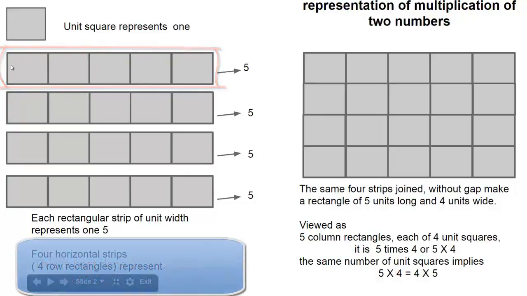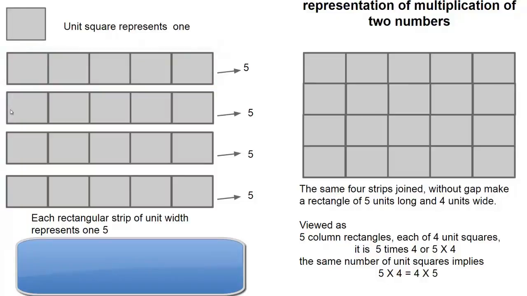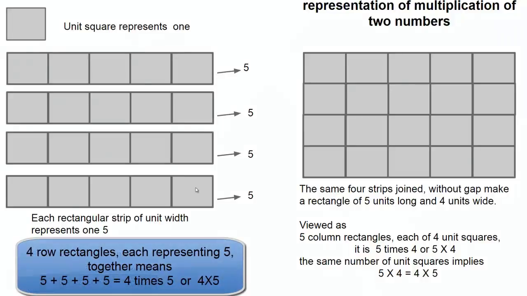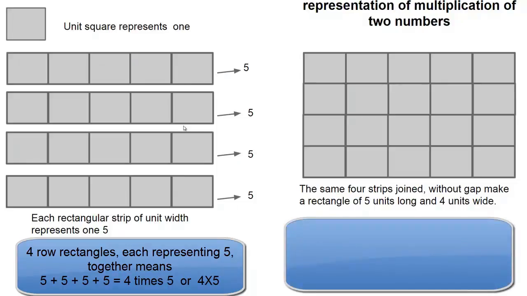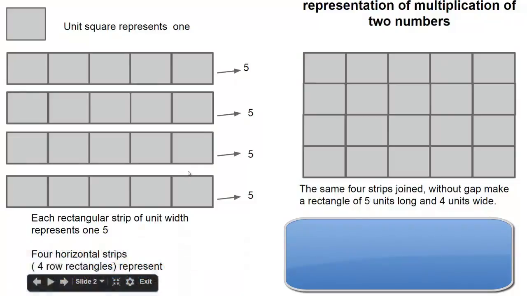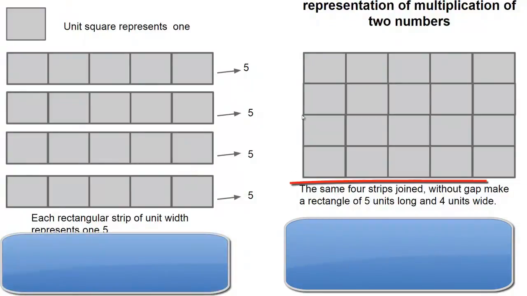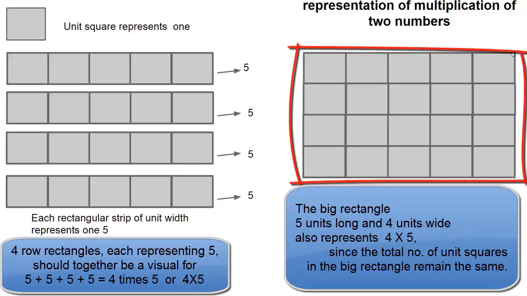And here we see the first row rectangle, the second one, the third one, and the fourth one. Altogether 4 row rectangles, each of 5. And hence it should be a visual for 4 times 5. When we join all these row rectangles together without any space, then we can make a big rectangle like this.